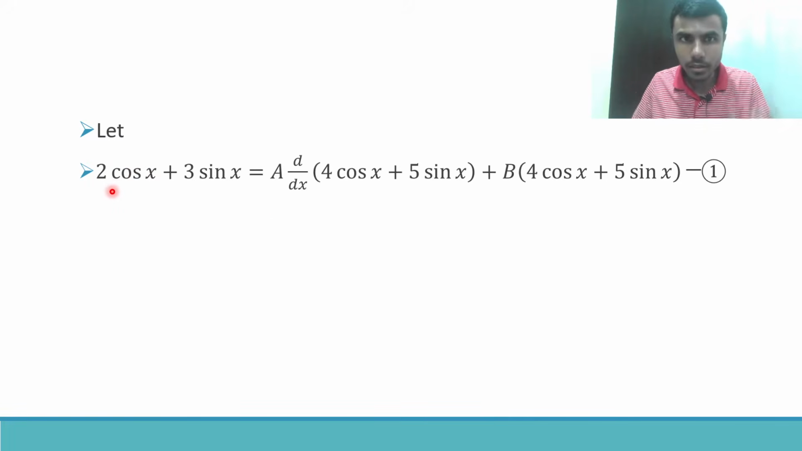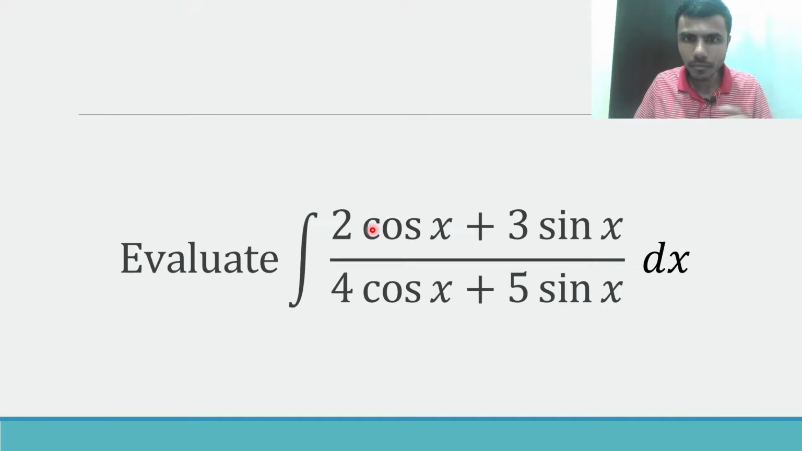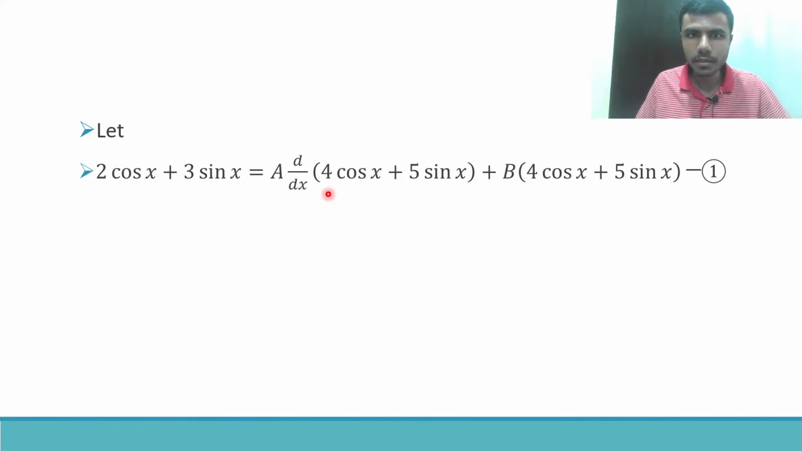How do we do this is we take the numerator as a into derivative of denominator plus b into denominator. Fine. Once again I'm repeating. See, this is my question. What we do is we try to write this numerator as a into derivative of denominator plus b into denominator. Otherwise I'll say it like this: a into d by dx of denominator plus b into denominator. Fine. Let's go ahead.